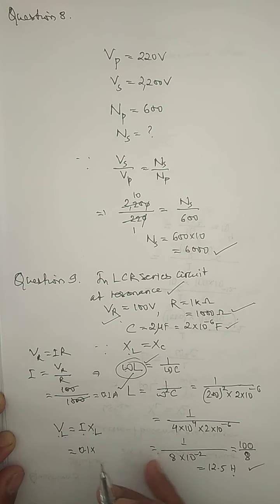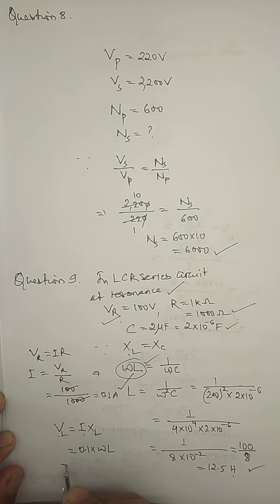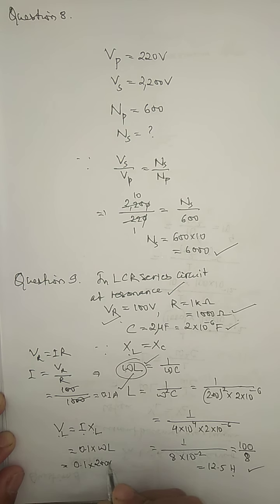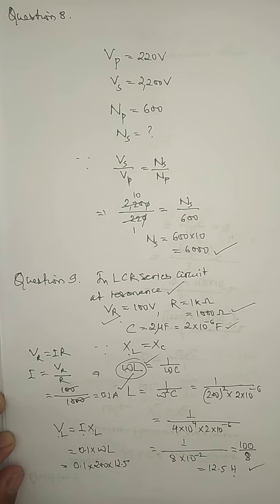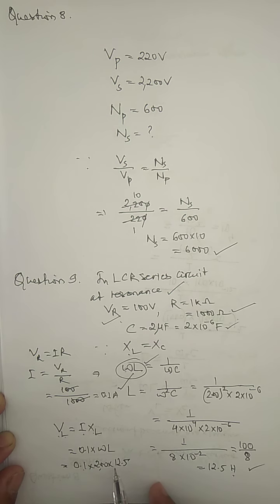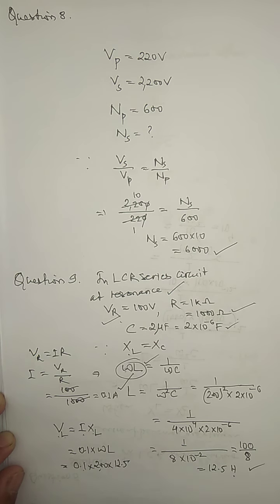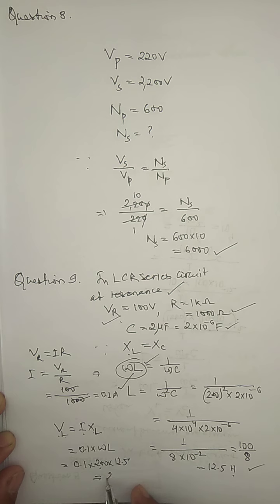See, XL means omega L. Okay, let me write omega L equals 0.1, omega means 200, and the value of L we calculated is 12.5. Now if you multiply 0.1 into 200 into 12.5 with the calculator, we get how much?